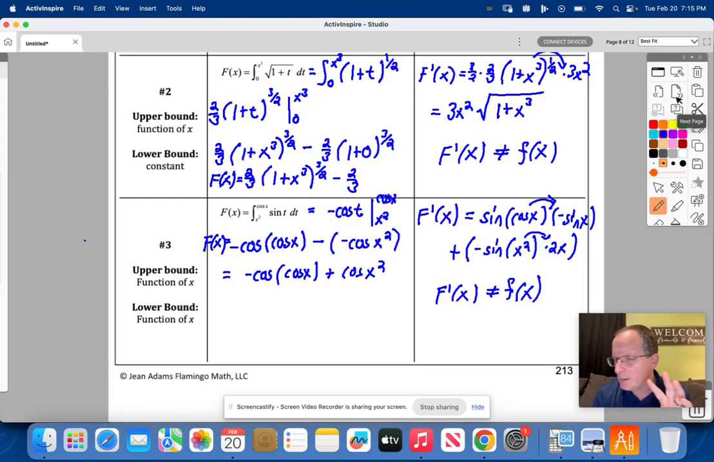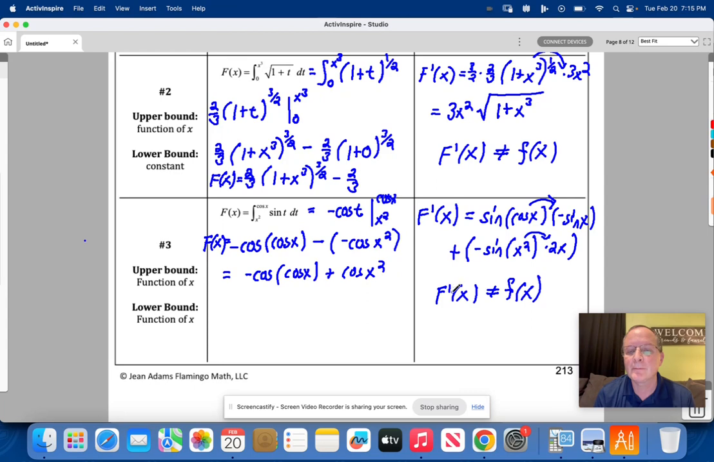Okay, little mistake on that last thing when I was talking about this. Big F prime is not f of x, and on this particular one, it was sine. So I should have said sine. It's not sine cosine x minus sine x squared. It's not that. It's almost that. Sine cosine x chain rule minus sine x squared chain rule. So as long as we got the chain rule, we're good.